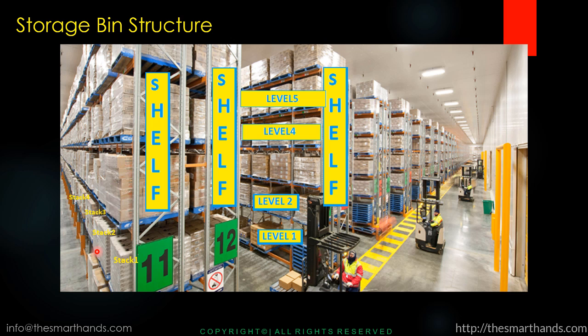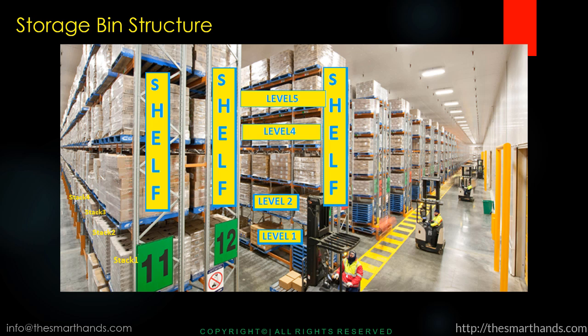Then we have the third thing, which is a stack. You can see here stack 1, stack 2, stack 3, stack 4, and stack 5. All this one pallet is probably a stack. The next one will be stack 2, same thing. So just look at this picture carefully and understand what is a shelf, what is an aisle, what are levels 1, 2, 3, 4 like this, and what is a stack.